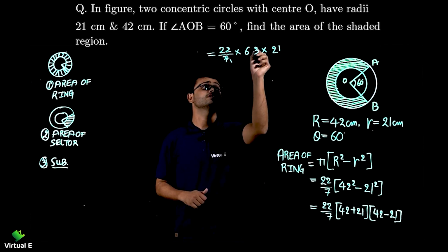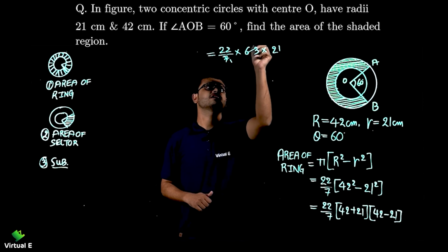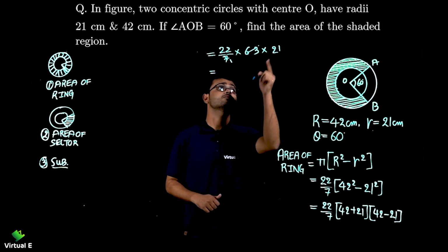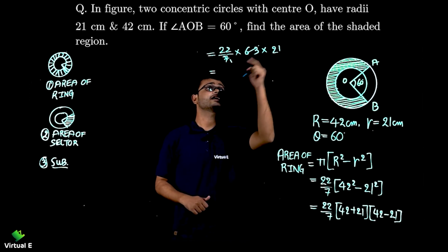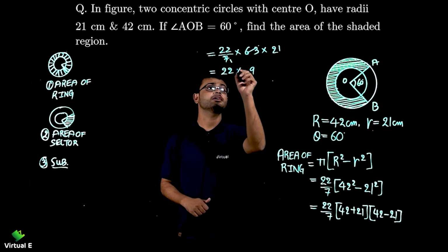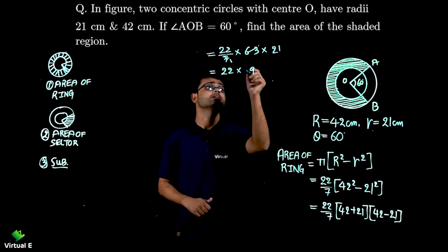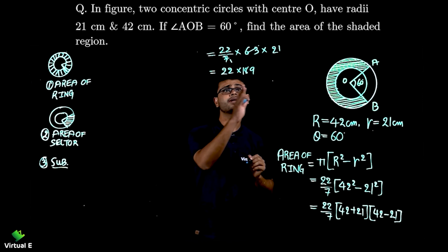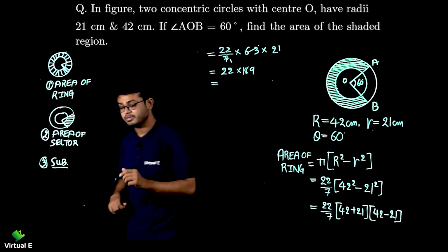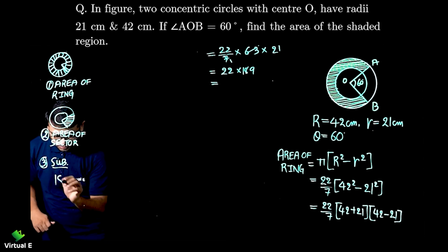Here 7 ones are 7, and you can take 9s here. Now what's left? 22 into 9 into 21. So let's multiply 9 into 21, keep 22 as it is. 9 ones are 9 here, then 9 twos are what? 18. We need to multiply 189 and 22, so let's multiply, no other way. So 189 multiply by 22.